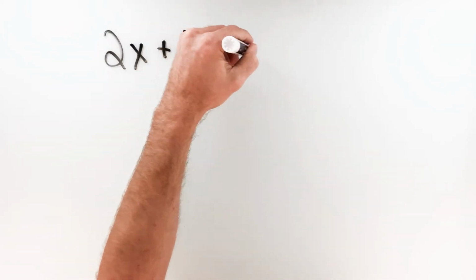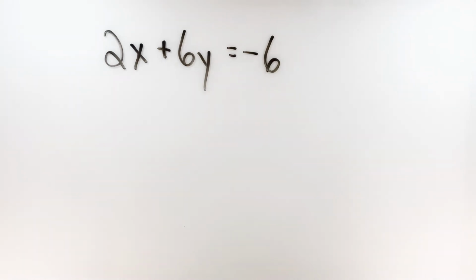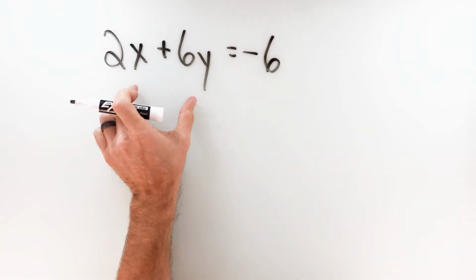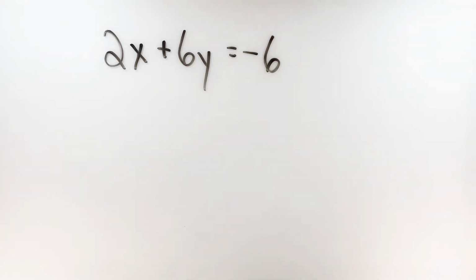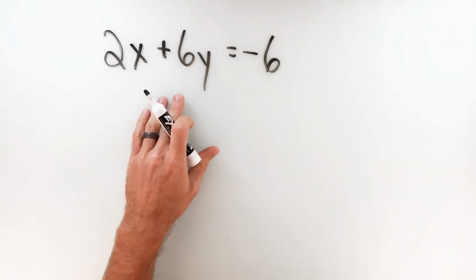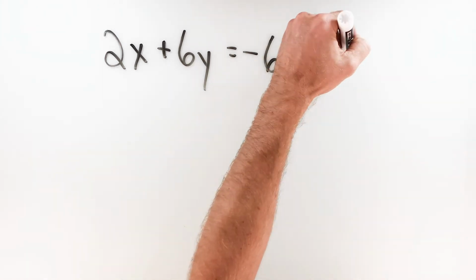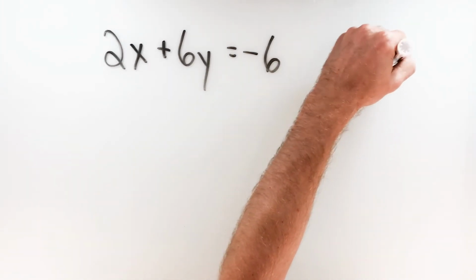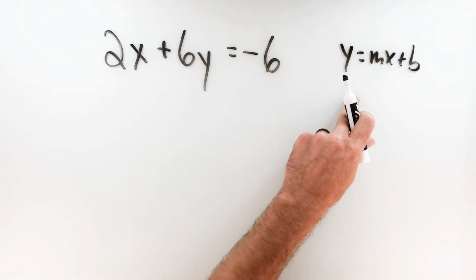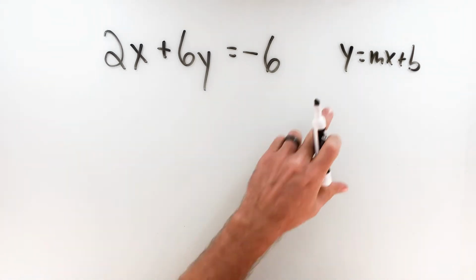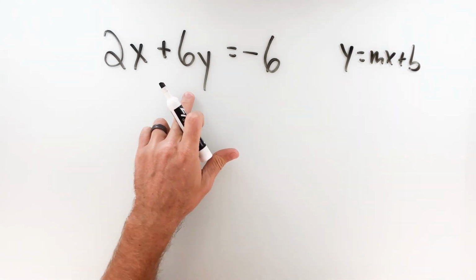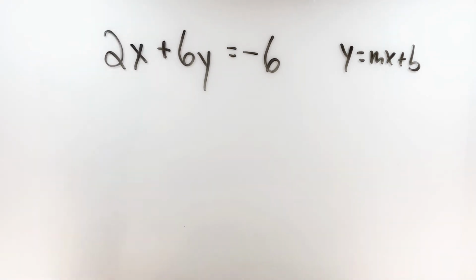2x plus 6y equals negative 6. So this is in standard form. Again, in standard form, you have your 2 variables on the left side, you have your constant on the right. And let's say that we want to take this line in standard form and put it in slope-intercept form. So we've got y equals mx plus b, that's your slope-intercept form. And the goal here is to get that y value by itself. Okay, so this is just a couple of steps. We're going to use some algebra, we're going to get that y by itself.